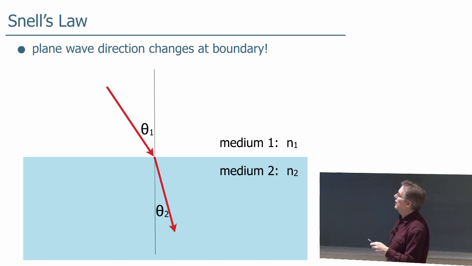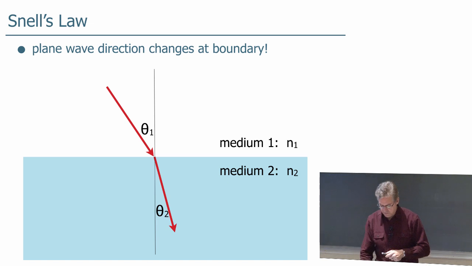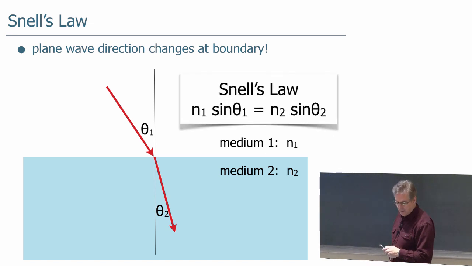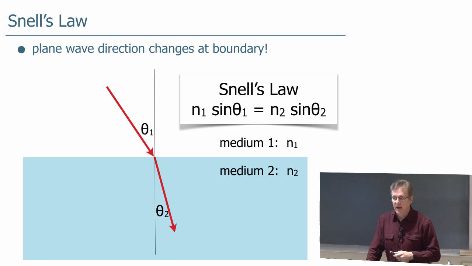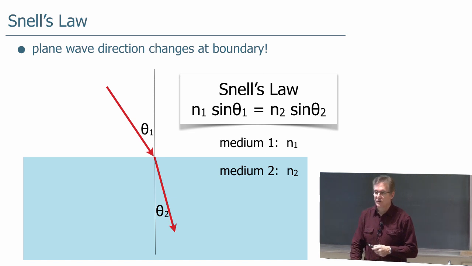And you could think of this as air and this is water. And clearly the fact that this is bent like this indicates that n2 is greater than n1. We can see that from Snell's law, which just says that n1 times sine theta 1 is equal to n2 times sine theta 2.